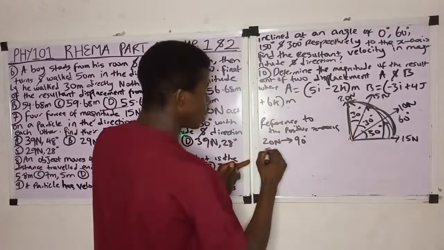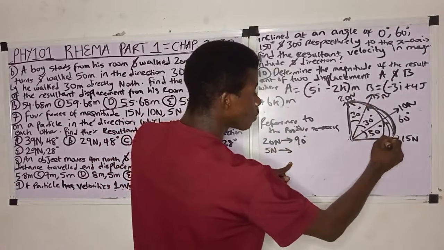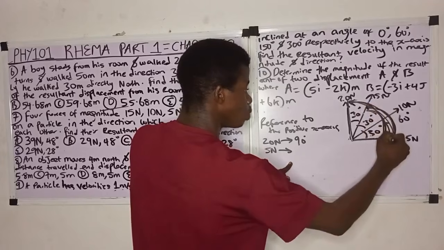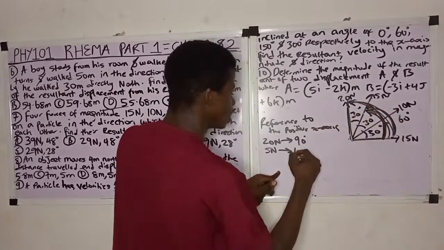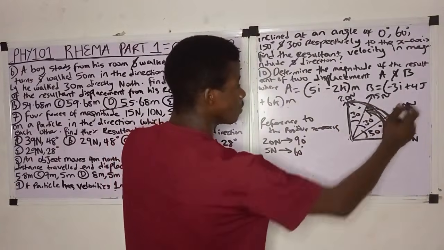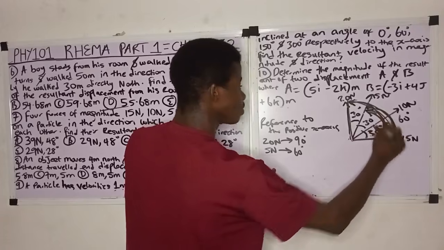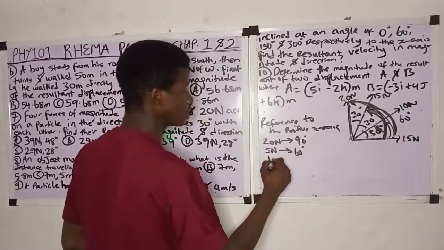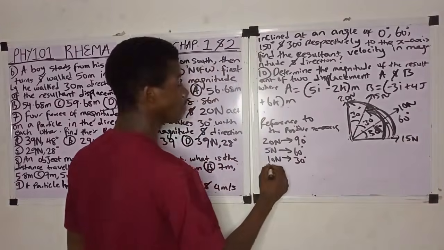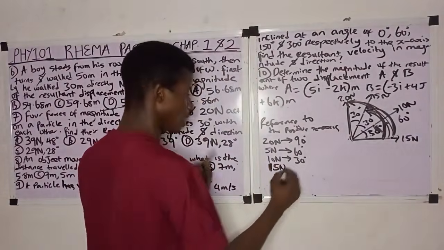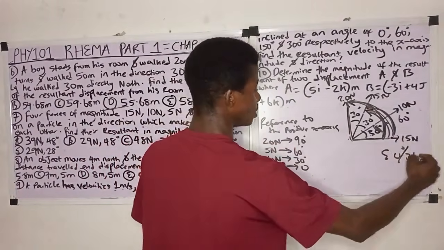Yes. What about force 5? If we draw from the positive x axis to force 5, the angle is 30 plus 30, which is 60 degrees. Then force 10: from the positive x axis to this force is 30 degrees. The 20 Newton is 90 degrees. And this other one, the 15, is equivalent to 0 degrees. Remember, I told you guys, east is 0 degrees, or 360 degrees. So it's 0 degrees.